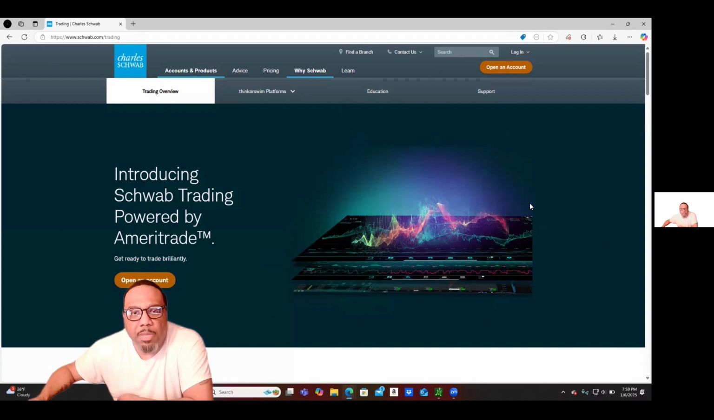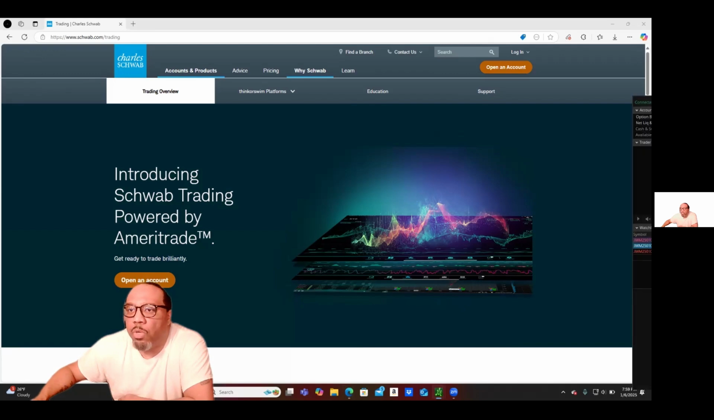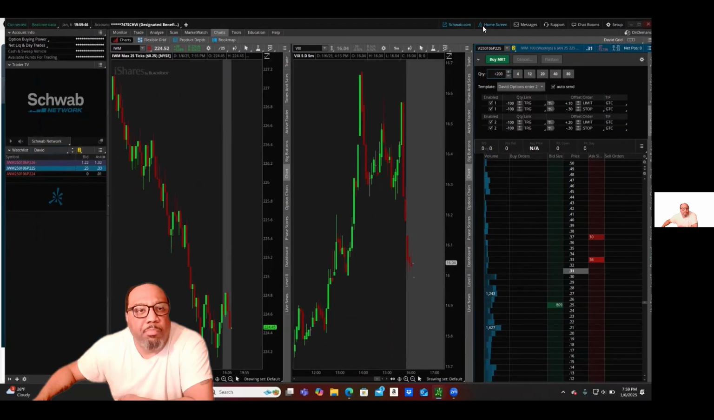It's the only way you're going to be able to play. All right, so once you get your brokerage account, the next thing you want to do, if you want to trade more professionally... if you want to stick to the retail way of trading, you can stick with Charles Schwab, right? You can use retail charts like this, plain candlesticks.